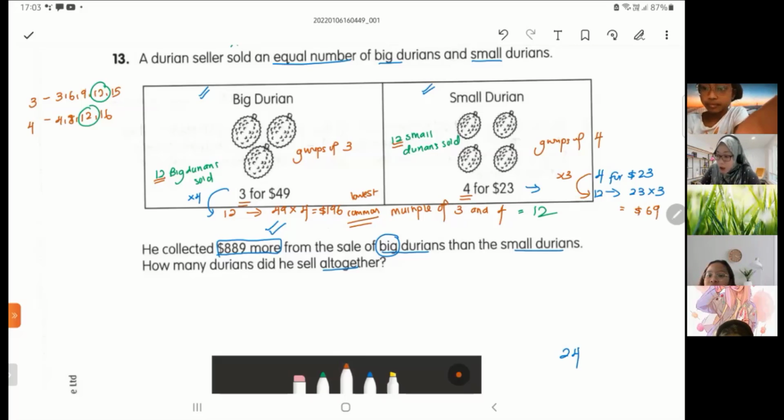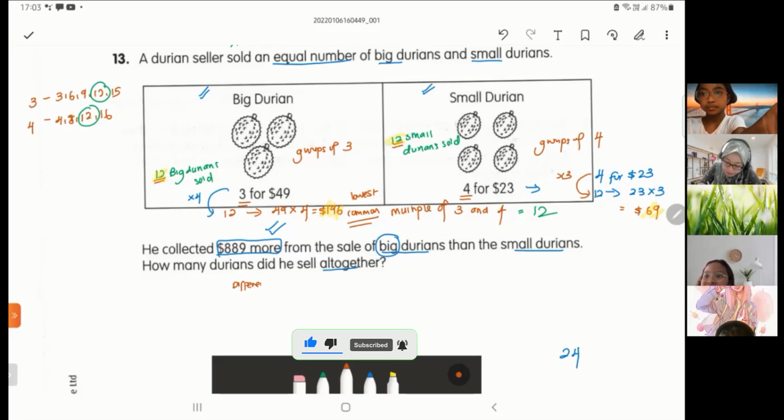Okay, now I need to find the difference. Now we know that this is the total cost for the 12 big durians and the 12 small durians, right? The total cost is $196 for 12 big durians and $69 for 12 small durians. Now, let's look at the difference in the amount for one set of 12 durians. So for one set of 12 durians, you look at the big durian, it is $196.